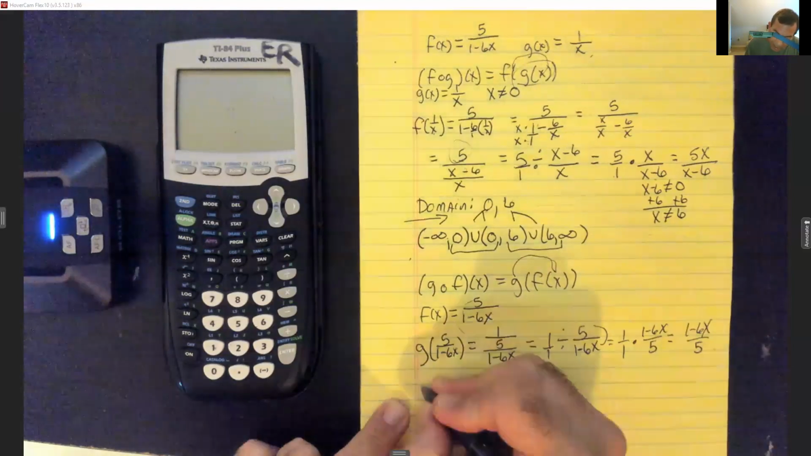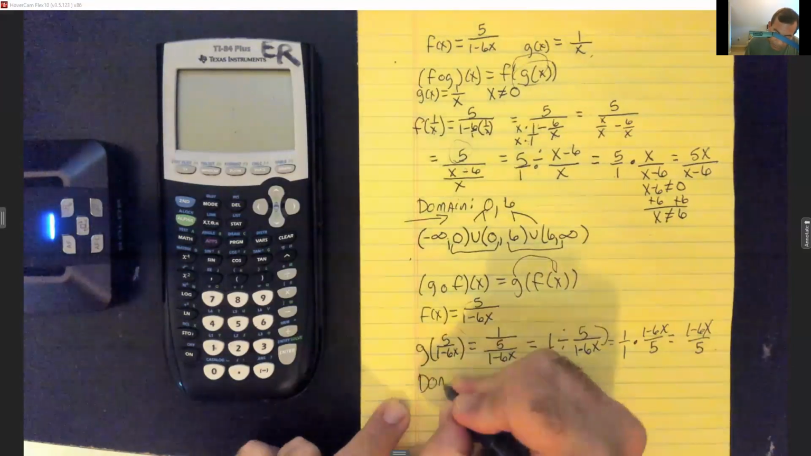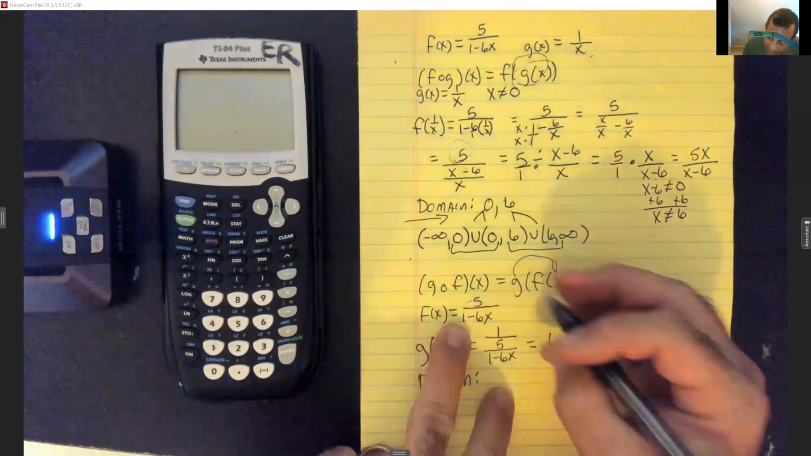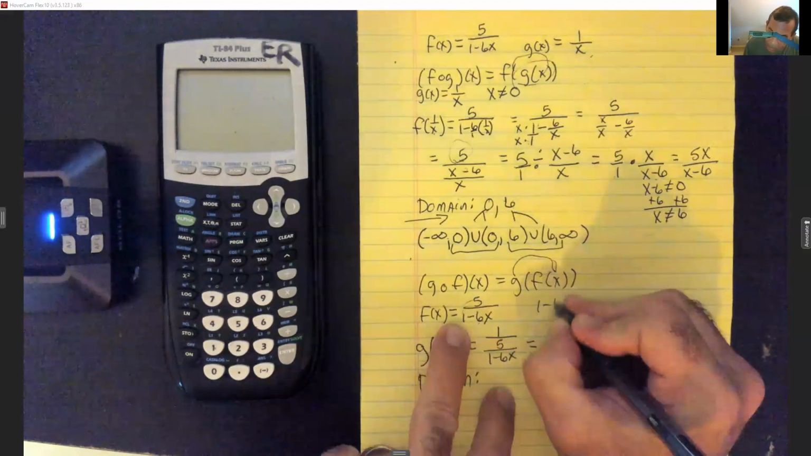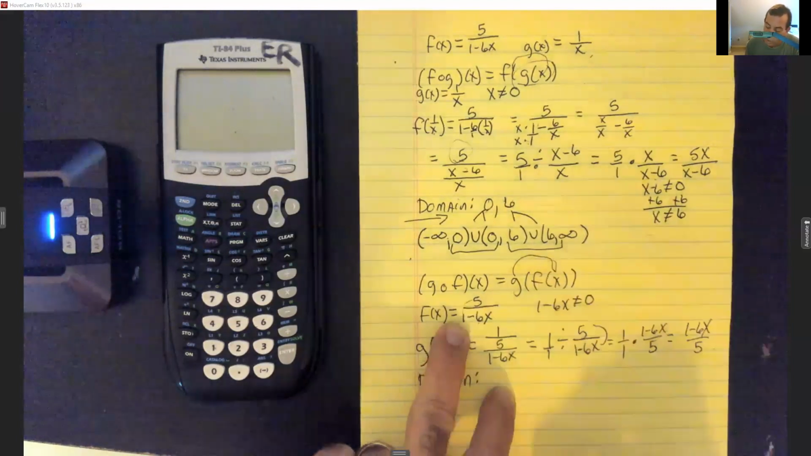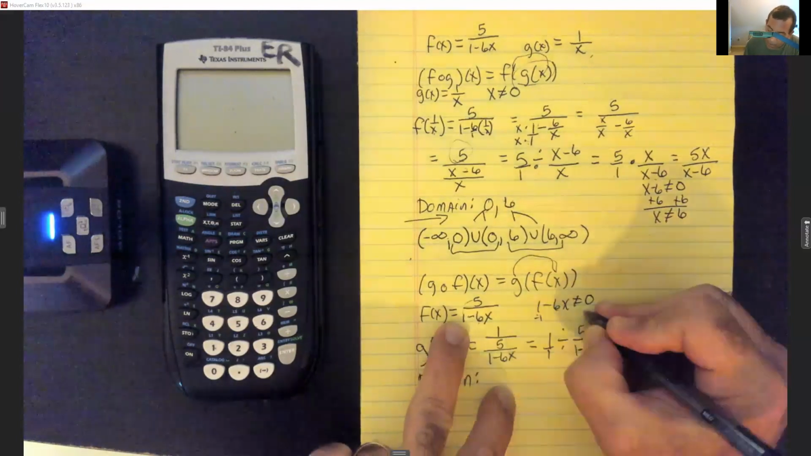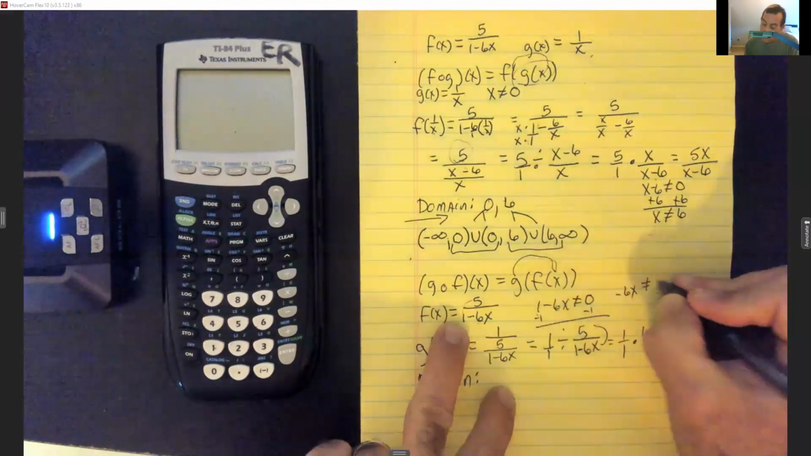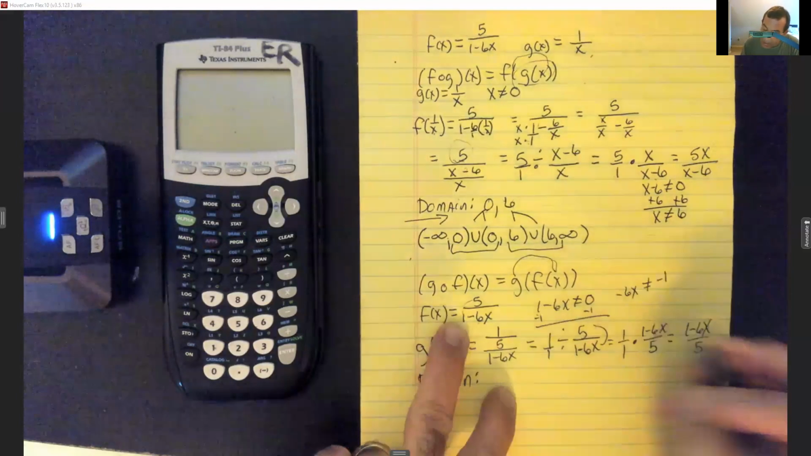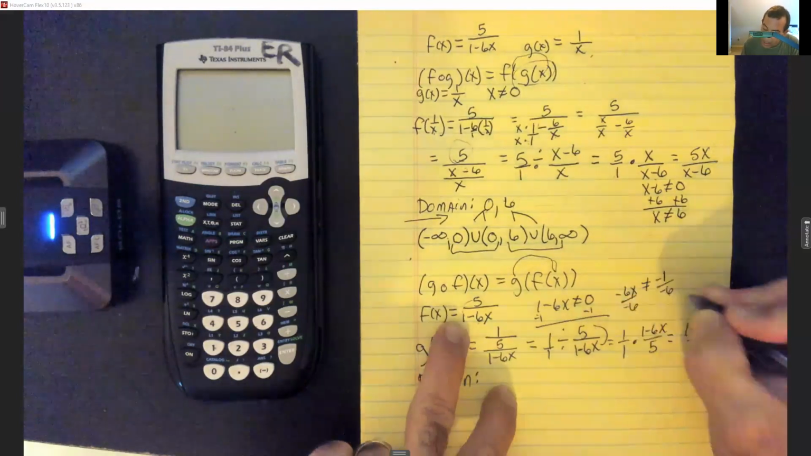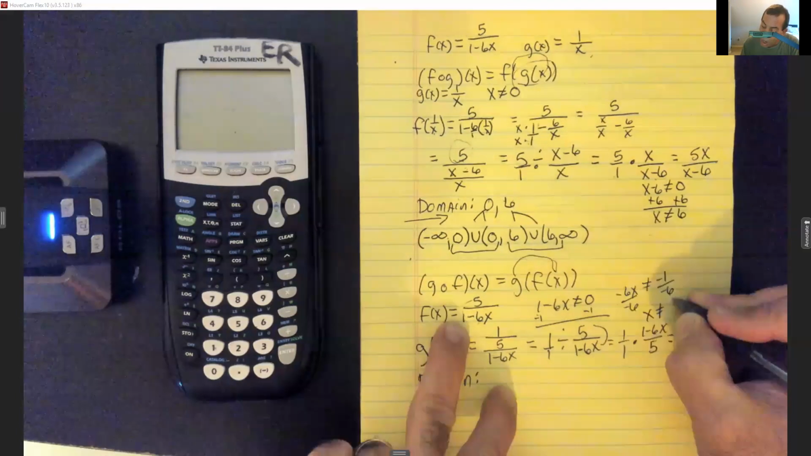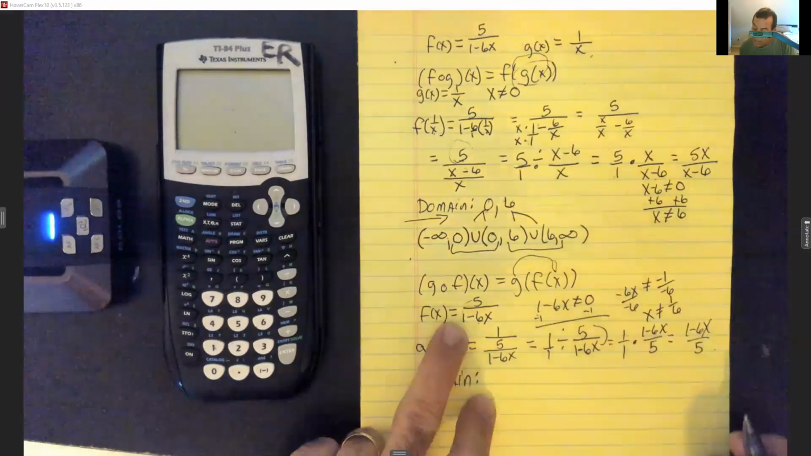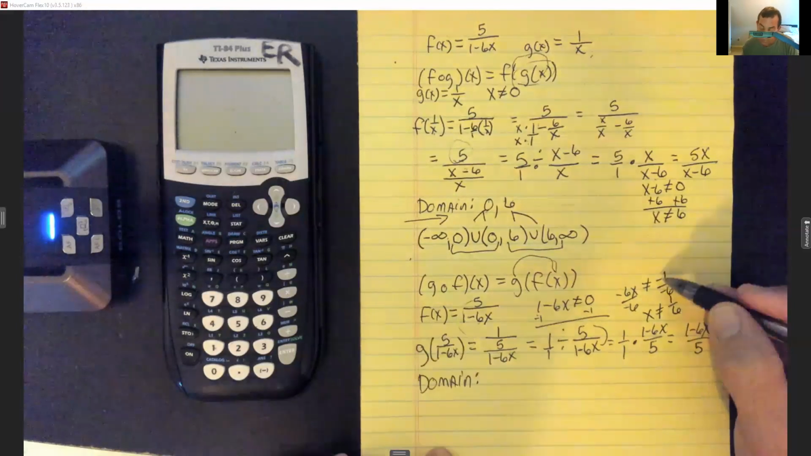So your domain. Well, right off the bat, I got a fraction. So remember, 1 minus 6x cannot equal 0. So what I would do is subtract 1. That would give me negative 6x cannot equal negative 1. And then divide by negative 6 so that x cannot equal a positive 1 over 6. Remember, that's going to be positive now because a negative divided by a negative.